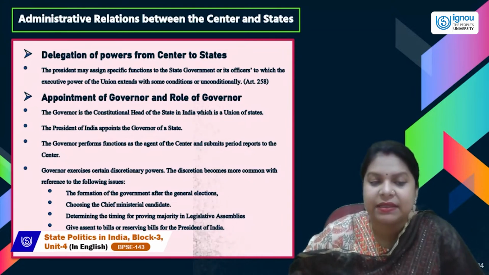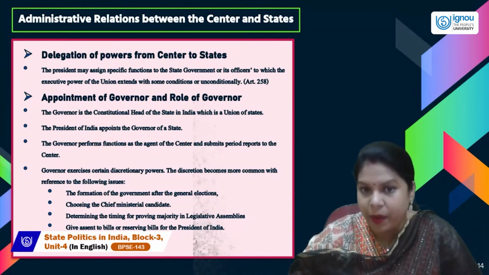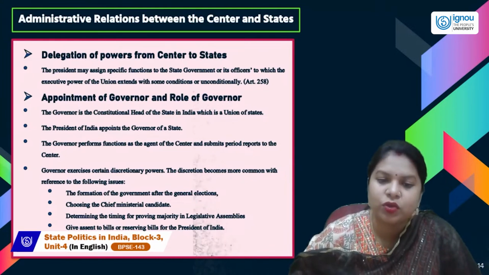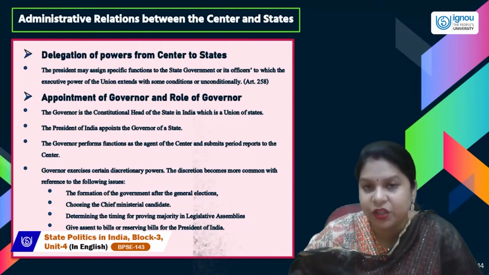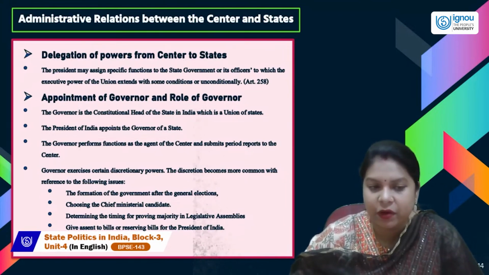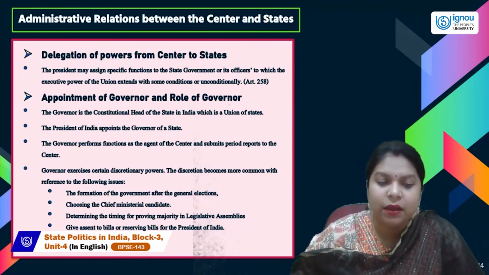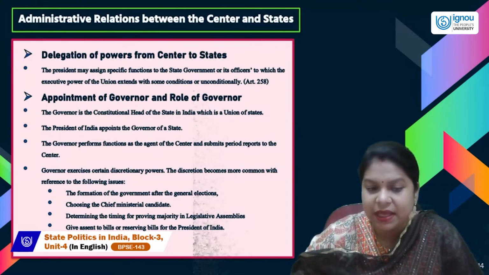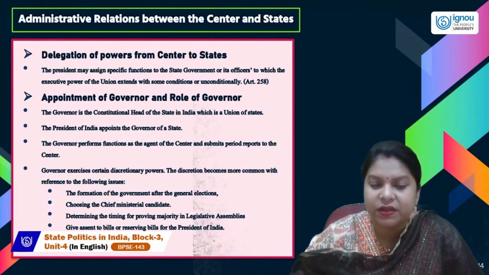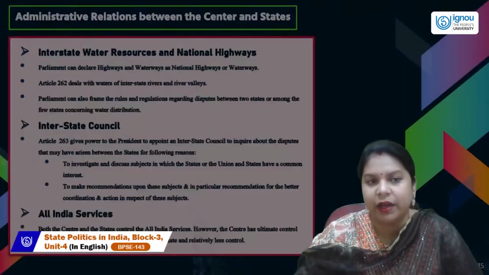The governor exercises certain discretionary powers, which we will be looking at. What are those discretionary powers? The formation of the government after the general election is one of the powers of the governor. Also, choosing the chief ministerial candidate, determining the timing for proving majority in legislative assemblies, and giving assent to bills or reserving bills for the president of India.